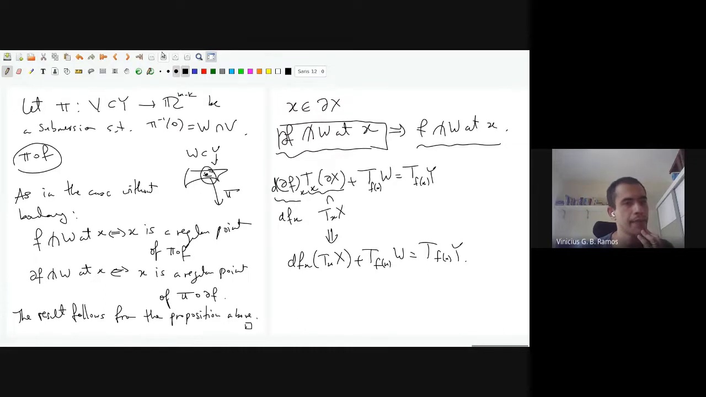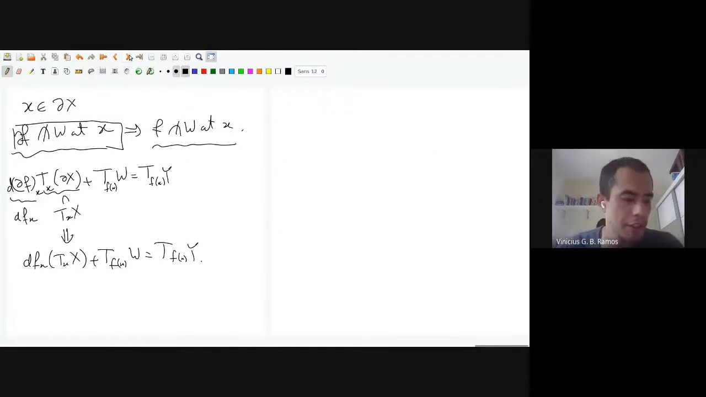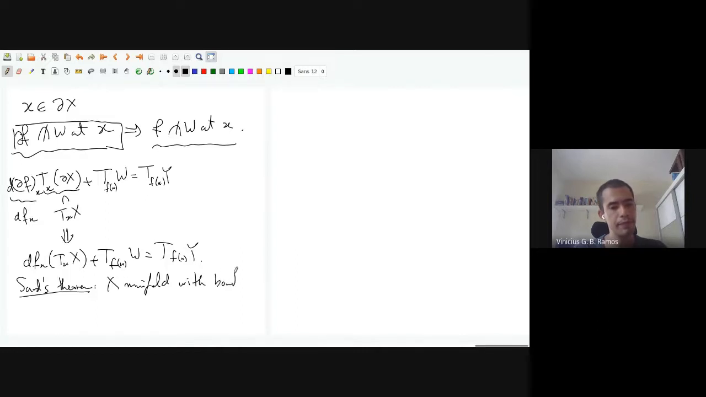Okay. So now let's talk about a version of Sard's theorem. So what does Sard's theorem say? It says, let X be a manifold, in this case a manifold with boundary, and let's say Y is a manifold without boundary. Although this really is not very necessary because you can just remove the boundary.